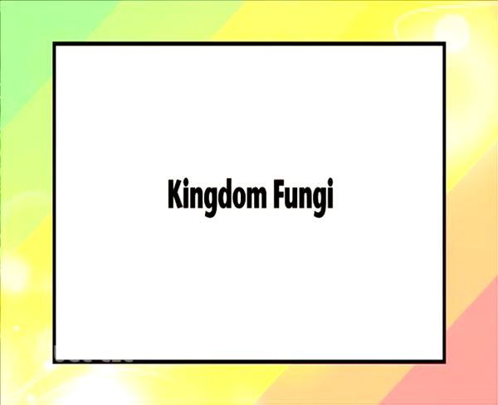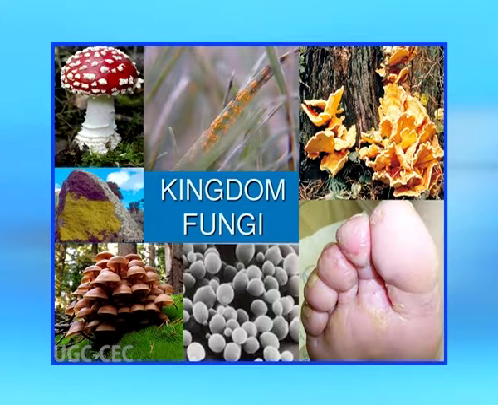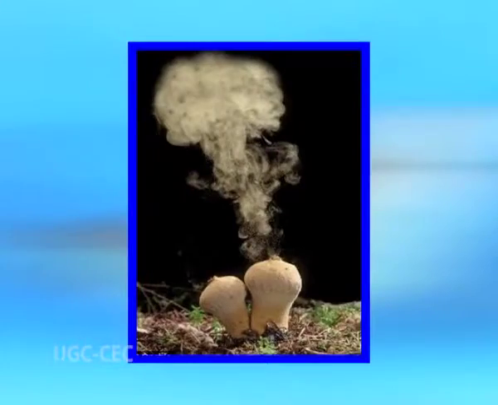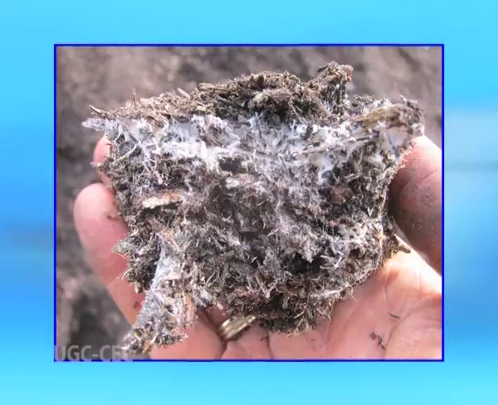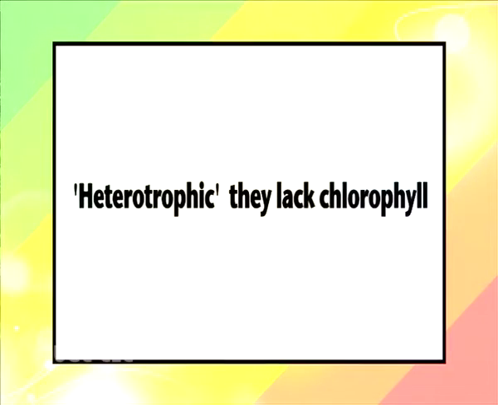Moving on to the next kingdom, that is kingdom Fungi. The kingdom Fungi includes diverse kinds of eukaryotes, predominantly multicellular heterotrophic organisms. The general characters are, fungi are cosmopolitan and occur in air, water and soil and also on animals and plants. They are saprotrophic or parasitic, hence heterotrophic as they lack chlorophyll.